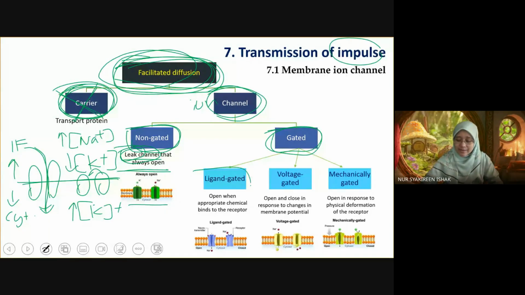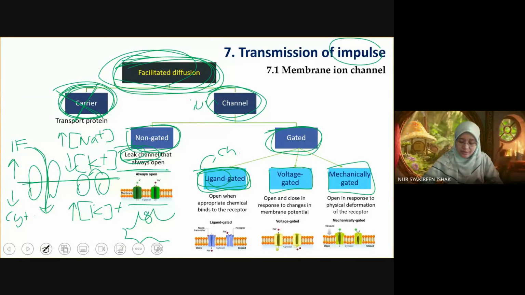We have ligand gated channel, voltage gated channel, and mechanically gated channel. Take note that the ligand gated channel is located at the dendrite of the neuron. Ligand refers to a chemical molecule. As you can see from this diagram, the ligand gated channel has a binding site, in this case to bind to neurotransmitter. Imagine we have the membrane of the dendrites. We can find here the ligand gated channel.